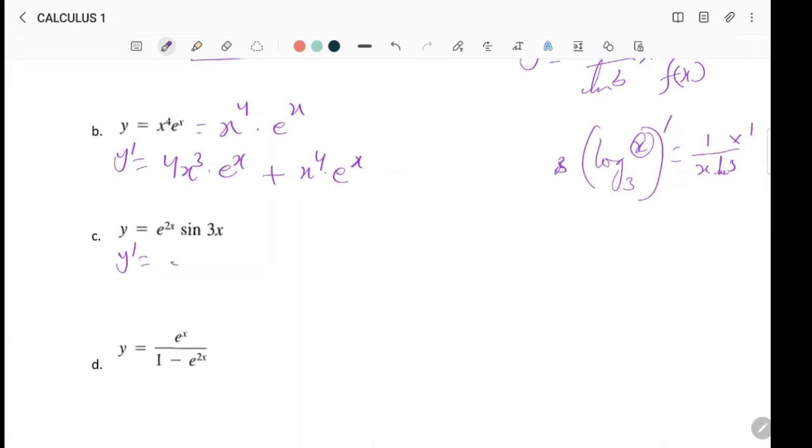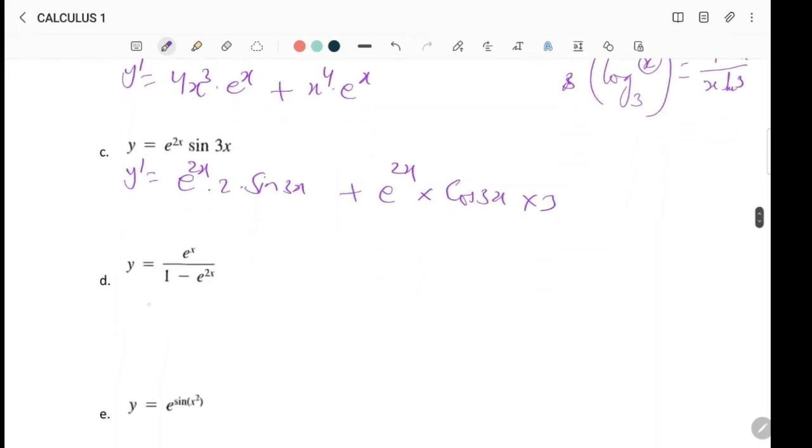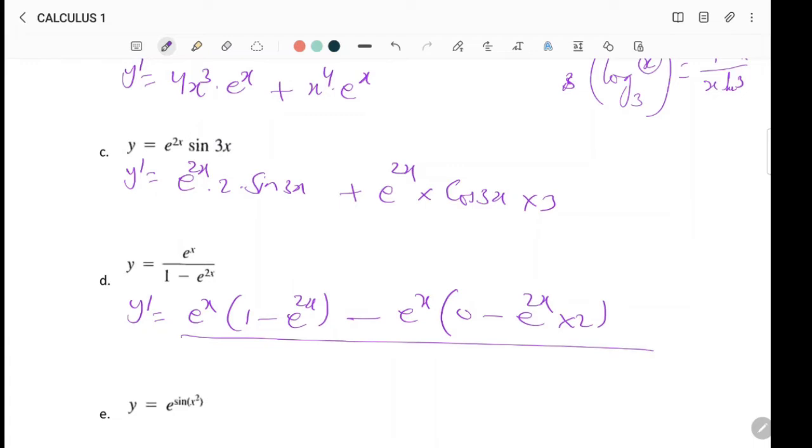Now y dash, again product rule: e to the power 2x times 2 times sine 3x, plus e to the power 2x times sine 3x's differentiation, cos 3x, then times 3. Now again the quotient rule: e to the power x differentiation is e to the power x, times (1 minus e to the power 2x), minus e to the power x times bracket 1 differentiation, 0 minus e to the power 2x times 2, over (1 minus e to the power 2x) whole squared.